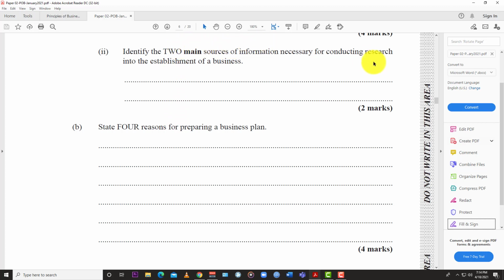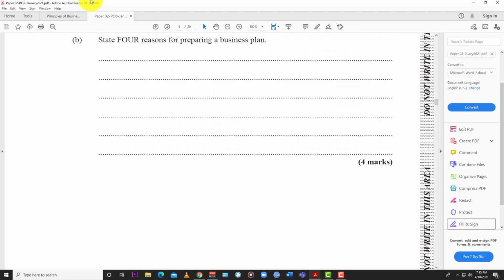Identify the 2 main sources of information for conducting research, and you have your primary and your secondary sources. They didn't ask you to explain them, they just said to identify them, right? But to maximize the marks, if you've got time, you might want to put in a little definition, and that'll be cool too.